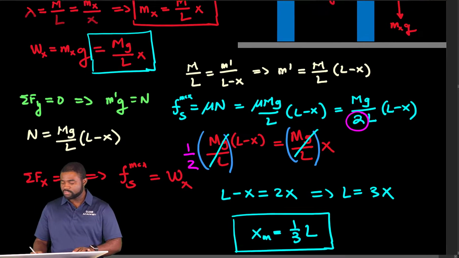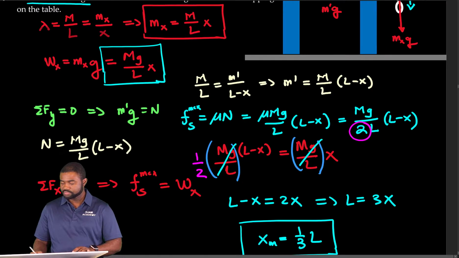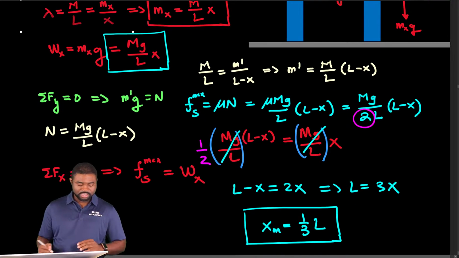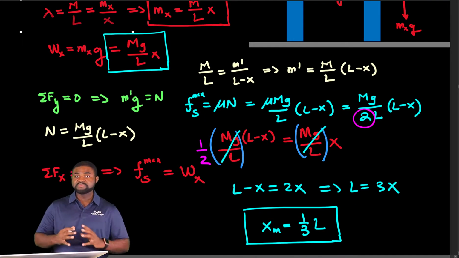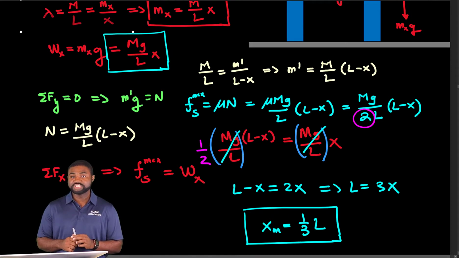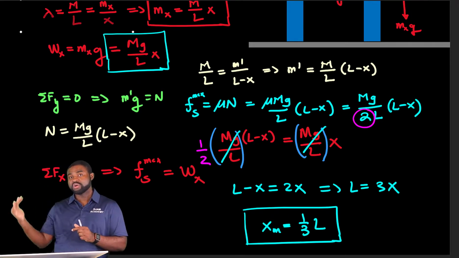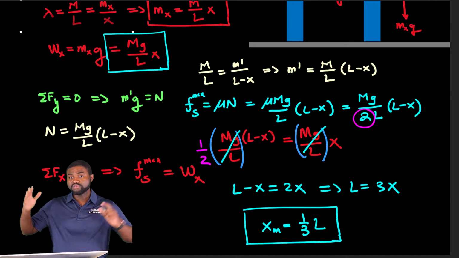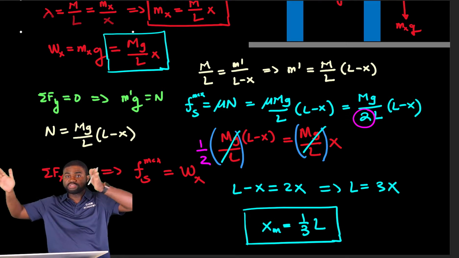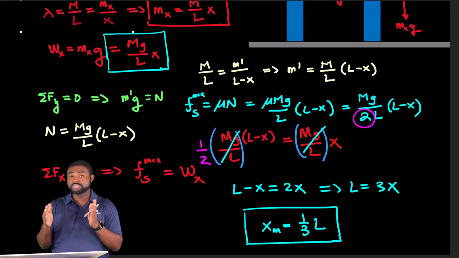So all things being equal, the maximum length of the chain that can hang over the table without the entire chain slipping across the table is just 1/3 of the length of the chain.